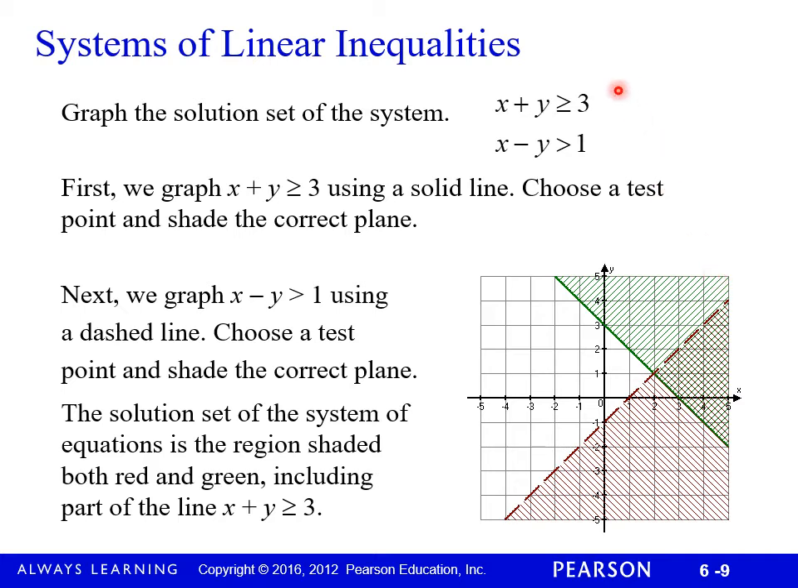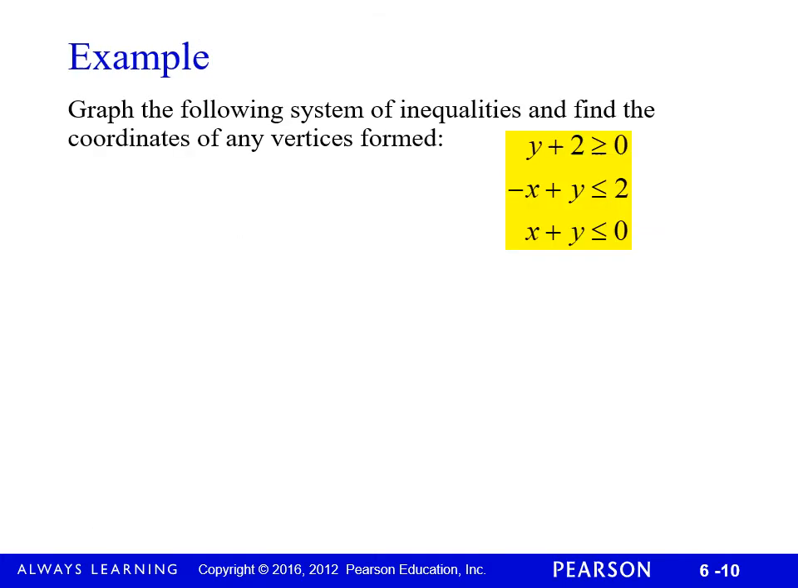So again, when you're doing systems, you just do what I call wash, rinse, repeat. Graph the first one, graph the second one, and then look where they are intersecting. So if we're looking for the solution, it would be a solid line going down from what looks like 2, 1, a dashed line going upward diagonally from 2, 1, and then everything between those two lines, between the dash and the solid.